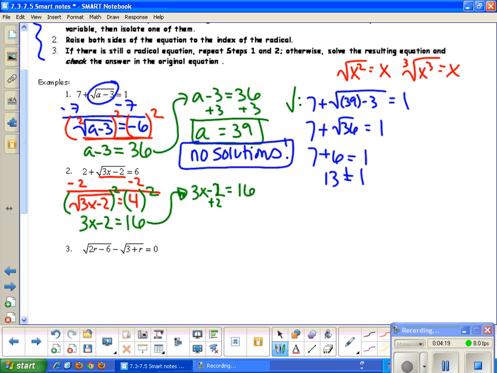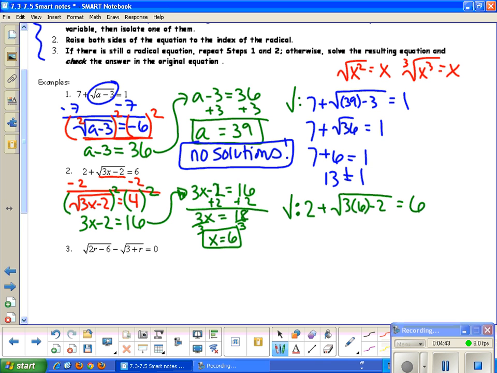So add the 2, divide by 3, and you get x is equal to 6. I'm not done. I want to check my solution to make sure it's not extraneous. So if I go back over, I have 2 plus the square root of 3 times 6 minus 2. It has to be equal to 6.